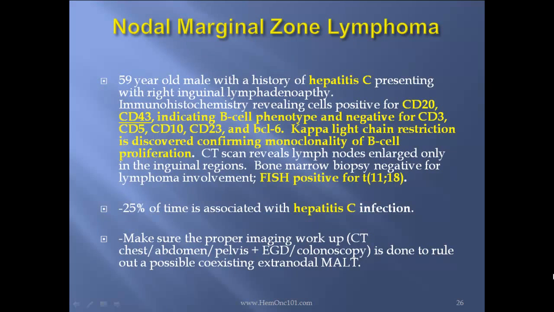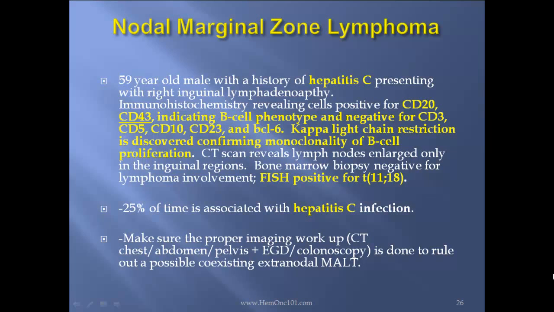Nodal marginal zone lymphoma case report. 59-year-old male with a history of hepatitis C, presenting with right inguinal lymphadenopathy. Immunohistochemistry revealing positive for CD20, CD43, indicating B-cell phenotype, and negative for CD3, 5, 10, 23, BCL6. Kappa light chain restriction is discovered, confirming monoclonality of B-cell proliferation.